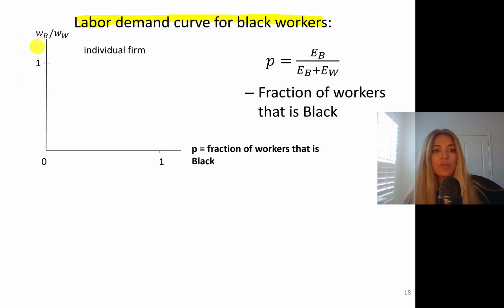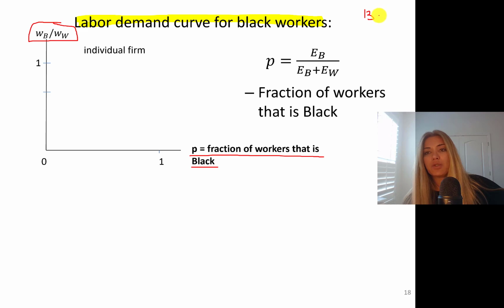So let's take a look at the labor demand curve for black workers graphically. Okay. So this is an individual firm. And this is the black to white wage ratio without the discrimination coefficient here for now. P is the fraction of workers that is black. In the US, the black population is 13, 14% on average. Therefore, we should have workplace representation in this percentage at least. P is the number of employed black workers divided by total people employed.